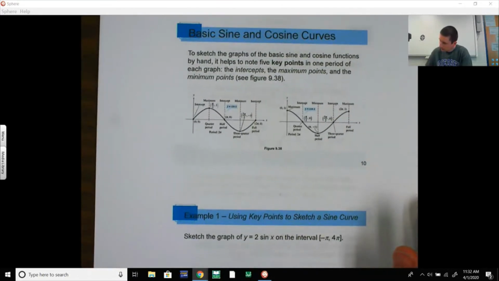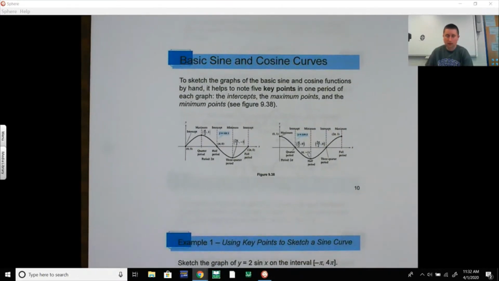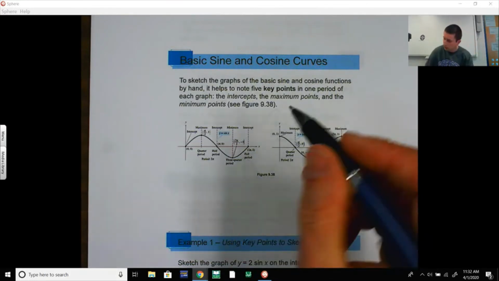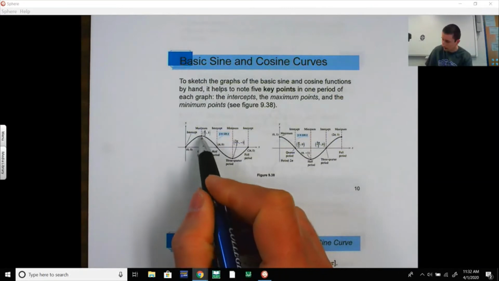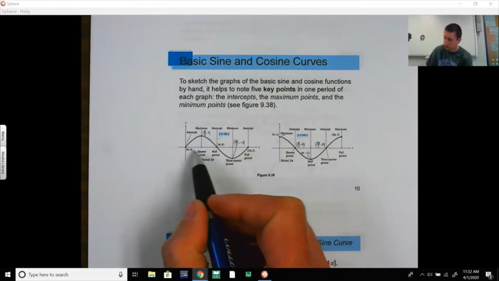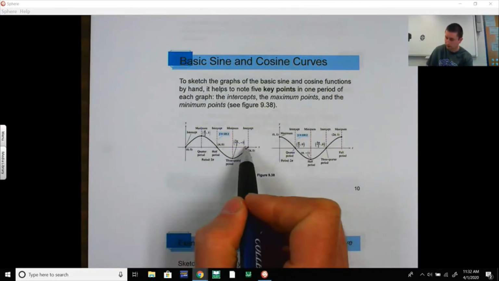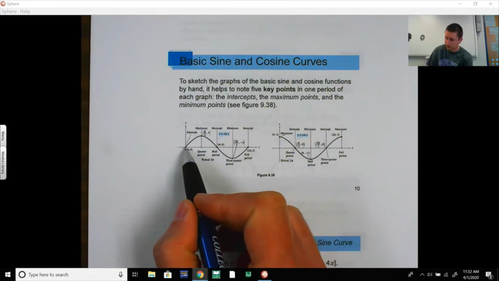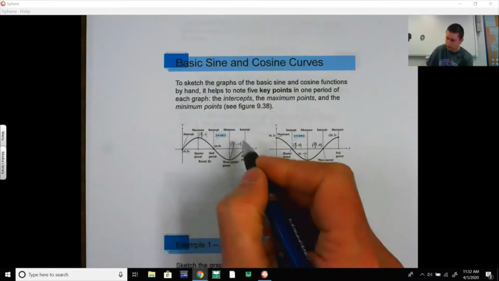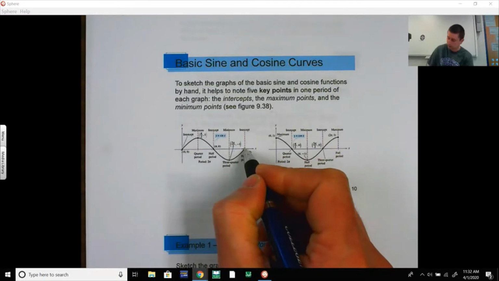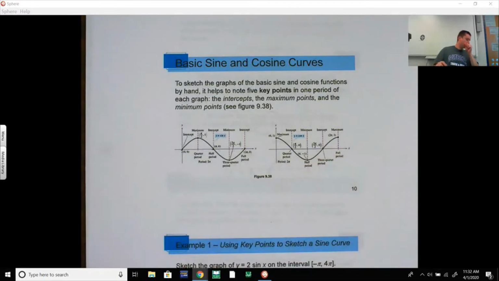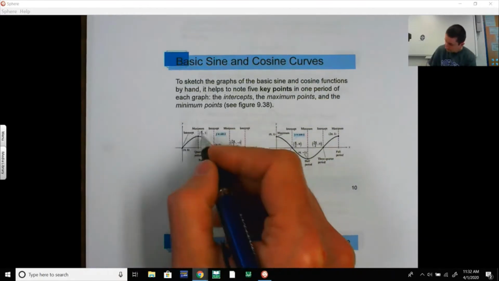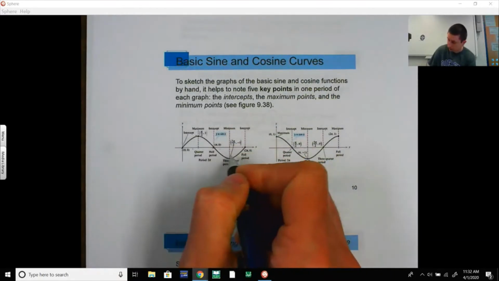To sketch the graphs, you won't have to sketch anything right now. The key points that you always look for are intercepts and maximums and minimums. So if you can find one full period on a sine graph, you know, okay, I'm starting at 0. After one period, I have to be back at my starting point, 0. Halfway of that is going to be a 0. In the first quarter, you're going to have a maximum. Second quarter, you're going to have a minimum.